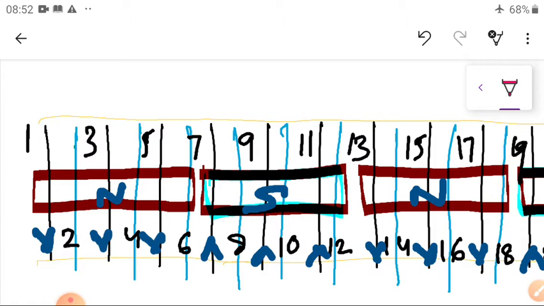So the dark lines are the solid conductors, the top conductors, and the blue lines are the bottom conductors. Each slot has two conductor sides, two coil sides. Now the first conductor is connected to the 8th. Where is this one? This is the 8th. So the blue color, you can see, this is 8.